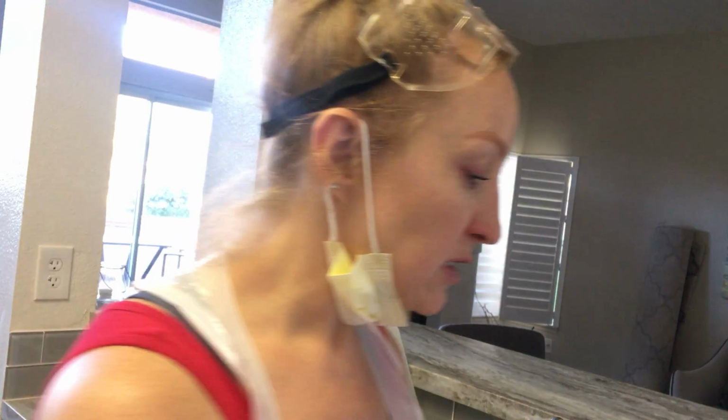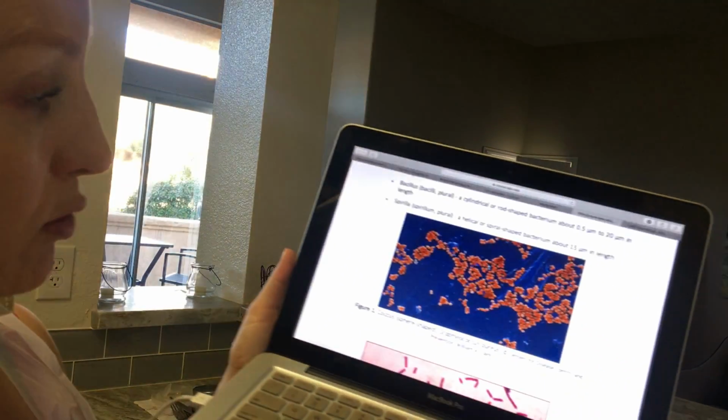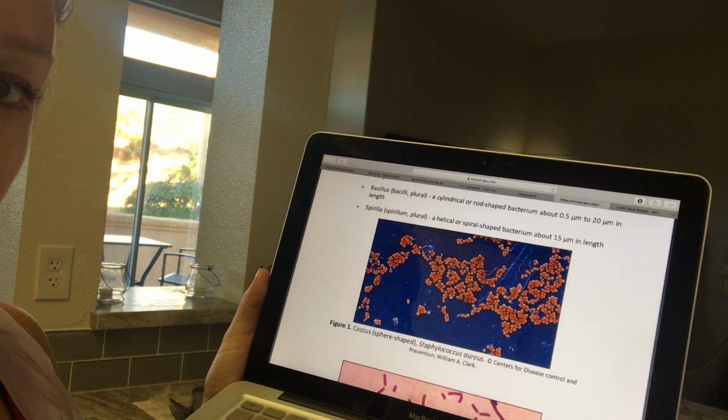So there's three categories. There's cocci, which are round or spherical bacteria. They're the smallest of all three. And when they replicate, they can clump together like grapes. So I'm actually going to show you a picture, which is in our lab. So similar to that, they clump together, fairly small.